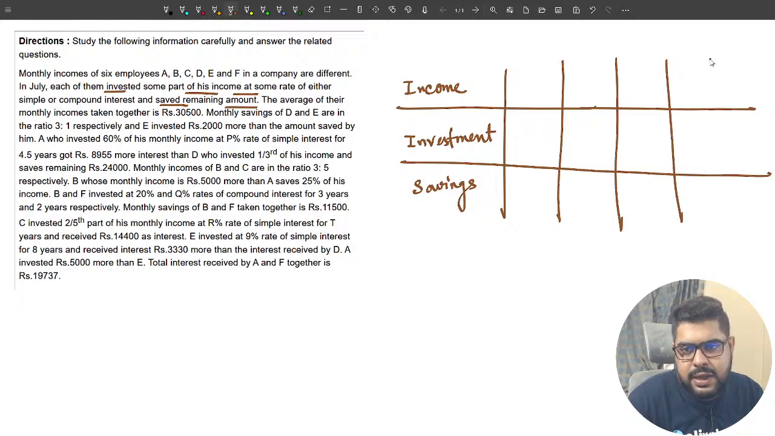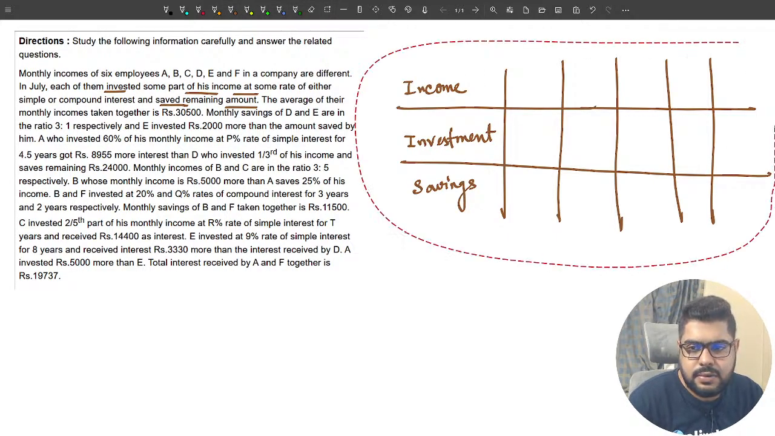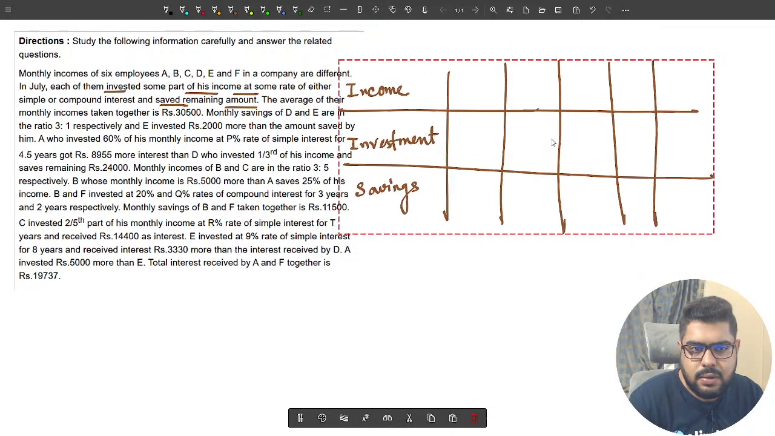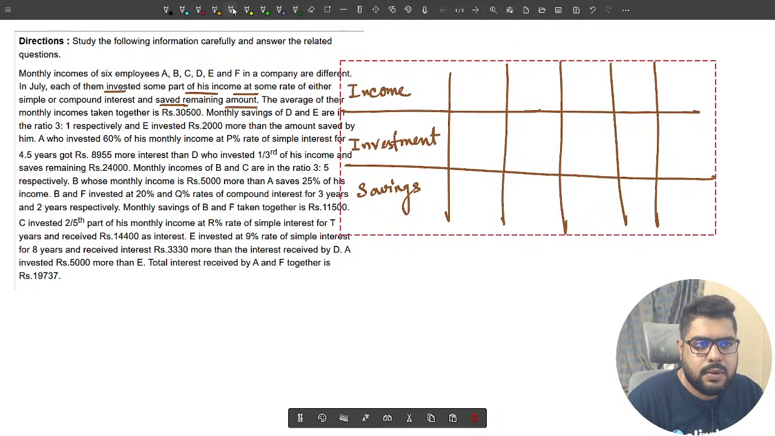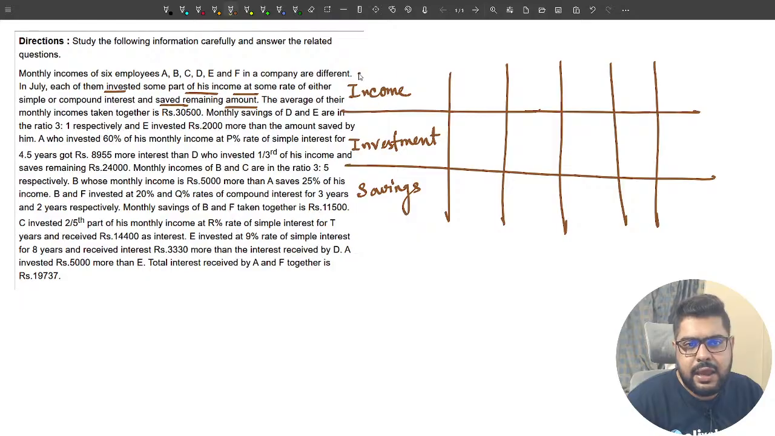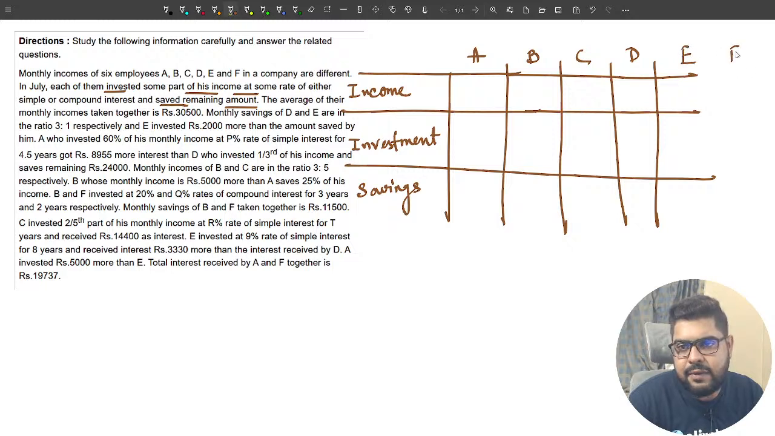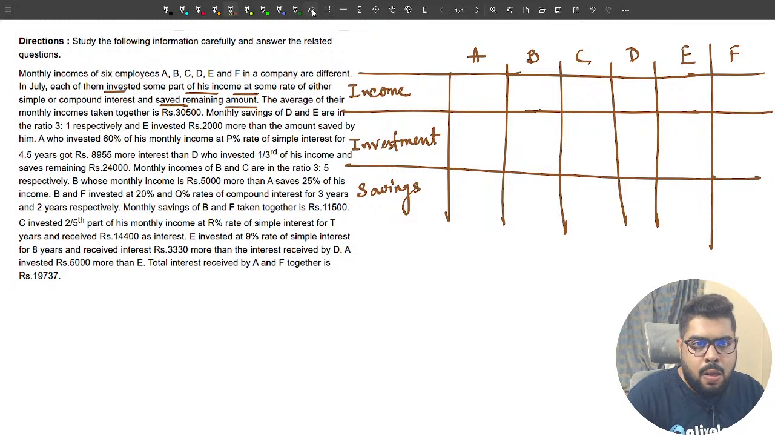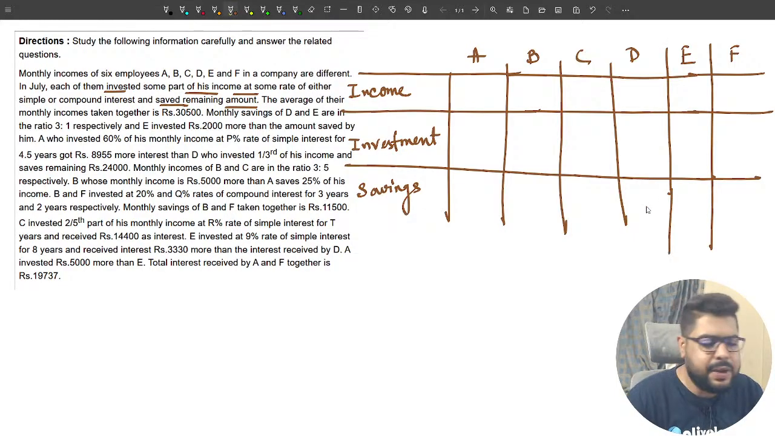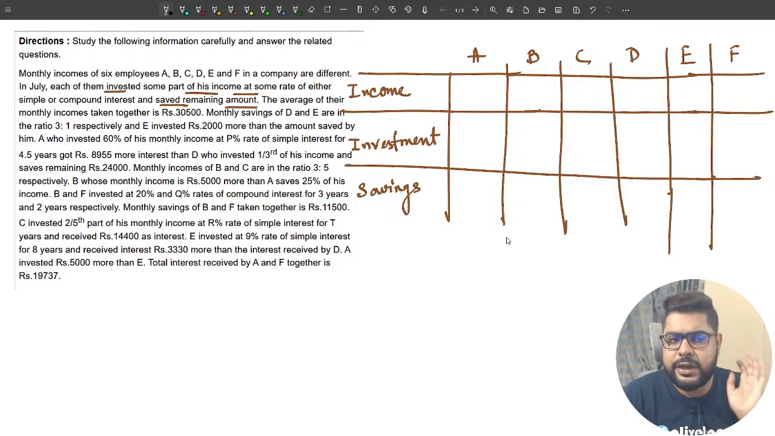I don't think we can put it all here. Wait a second, sir. So this is A, B, C, D, E, and F. I've just made a simple table to put the values, whichever value we know.